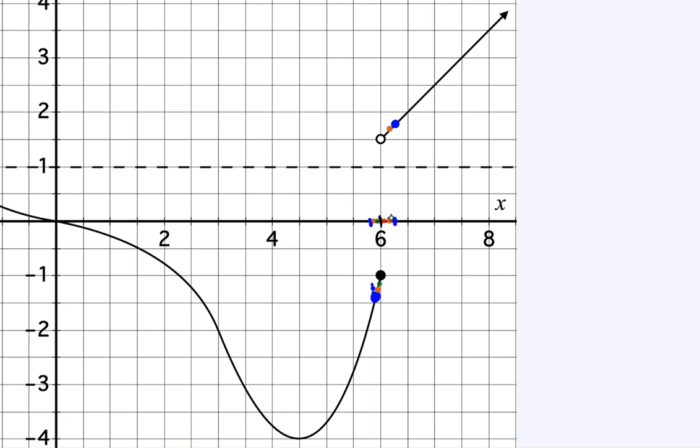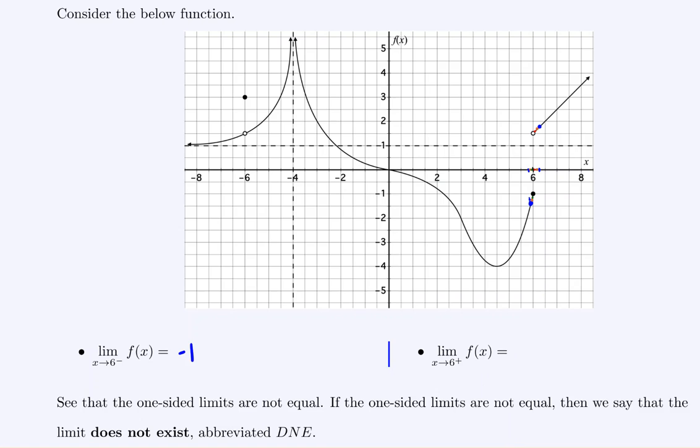And if I continue this pattern, what I notice is the closer my input values get to 6 from the right, I'm going to continue to decrease along this straight line, but I don't just decrease forever, right? I decrease to a point, and that point is when I reach this hole, which is halfway between 1 and 2, so 1.5. So from the right, as the input values get closer to 6, the output values decrease steadily to 1.5. So this limit is 1.5.